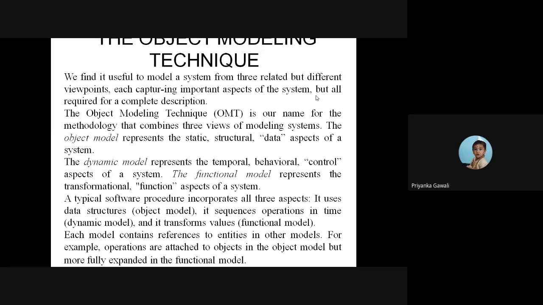A typical software process incorporates all three aspects. It uses data structures, that is the object model. It sequences the operations in time, that is the dynamic model, and it transforms the values, that is the functional model. And each model contains references to entities in other models. For example, operations are attached to objects in the object model but more fully expanded in the functional model.